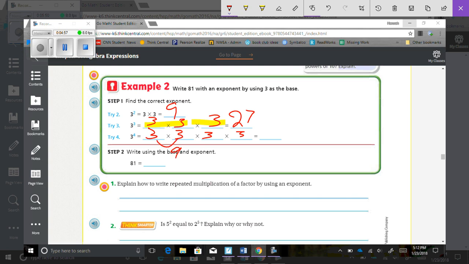3 times 3 is 9. 3 times 3 is 9. 9 times 9 is 81. So 81 would be 3 to the 4th. That's what it wants if it says to write 81 with an exponent by using 3 as a base. Okay, it's looking for that 3 to the 4th power.